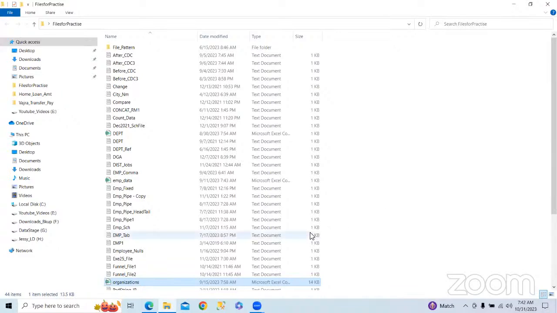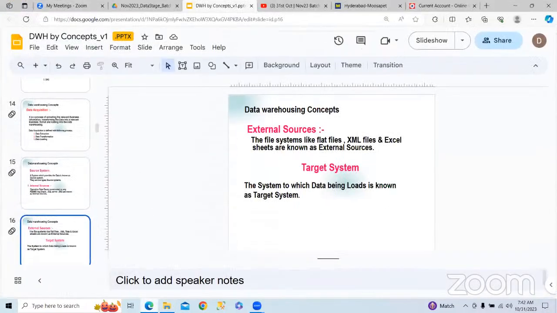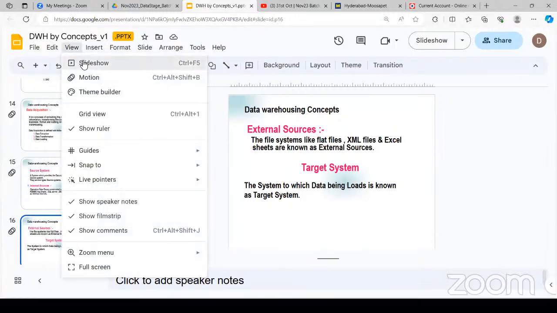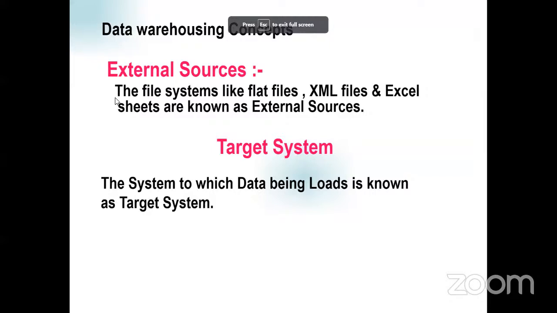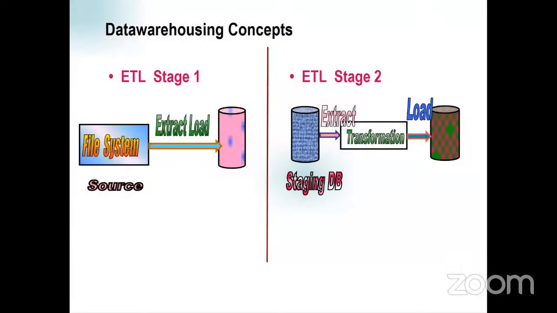That file data, we need to load it into our DB. Okay. So these are external source systems. We need to load both external as well as internal data into warehouse. And target system, in the sense like where we will finally load the data into data warehouse. That is target system. Okay. So here there will be different phases of data extraction. So we'll be loading data from source system, file system to staging area. Again from staging area to data warehouse. Okay.